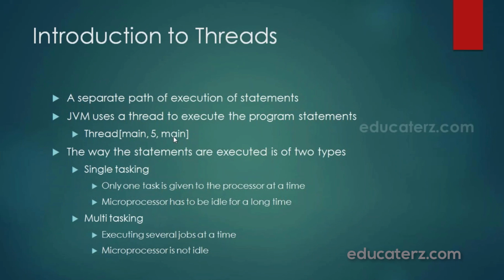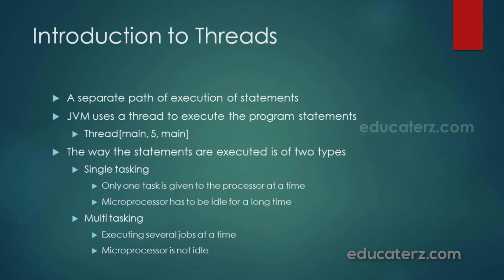The way the statements are executed in a program is of two types. One is single tasking and the other is multitasking. In single tasking, only one task is given to the processor at a time. Let us take an example of a student who goes to the lab to write some programs. He types his first program. It may take around 10 minutes. When he is typing the program, the processor is sitting idle without any work. After typing is completed, he gives the program to the processor. The processor executes it within a millisecond.